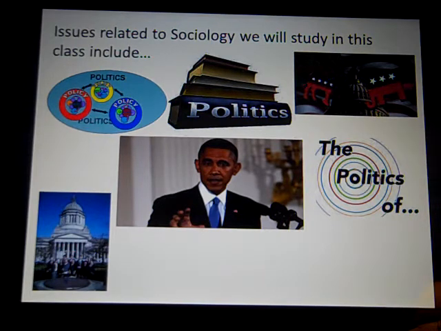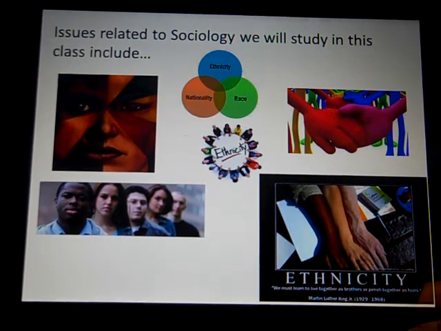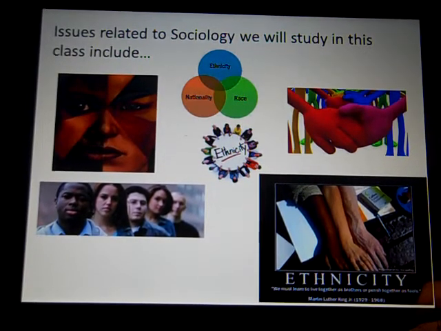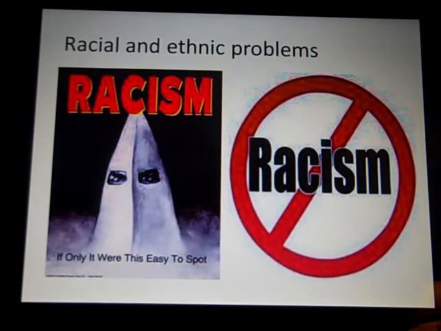Also politics. Issues related to sociology in this class will also focus on government, power structures within government. Again, not just within our state or country, but worldwide as well. We're also going to talk about, and sociology also endeavors to understand issues related to race and ethnicity. So we're going a lot of different places with sociology. That's what makes this course so appealing, is that we really get to go a lot of different places with sociology to try to understand a lot of different things that happen in society. Also, sociology will help us explore and understand, hopefully, better racial and ethnic problems.